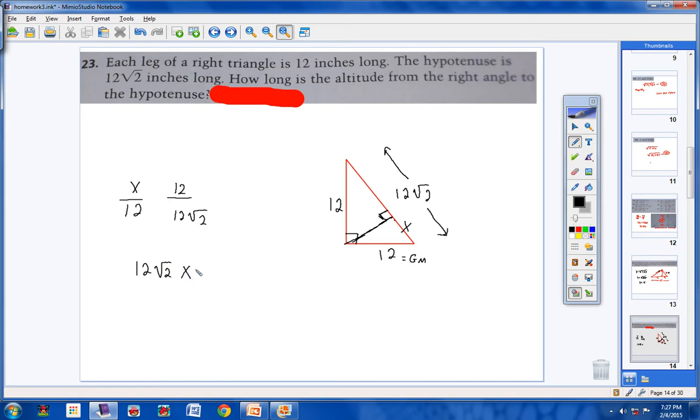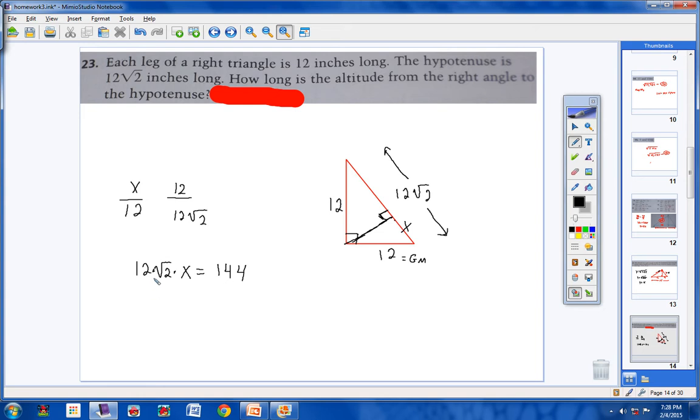And 12 times 12 is 144. Alright, there we go. Now, this looks a little confusing, but it's really not too bad. We have 12 times the square root of 2 times x. Got it? So here's what I'm going to do.